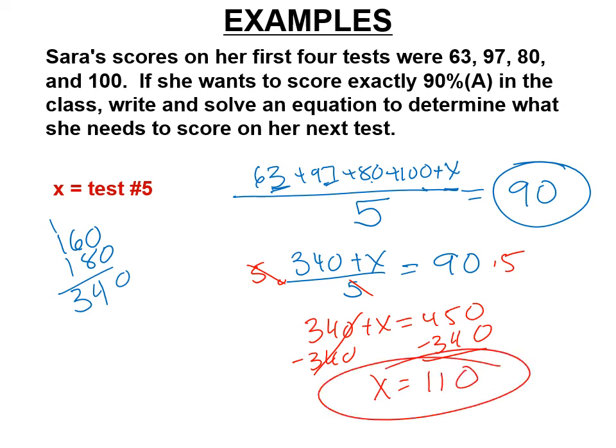What does that mean? Well, unless there's a bonus problem on the test, there's no way for her to get a 90 at this point. Her grade is too low, all right, because she needs 110% on the next test to get an average of 90. So she can't possibly get it unless she goes to her teacher and gets extra credit.